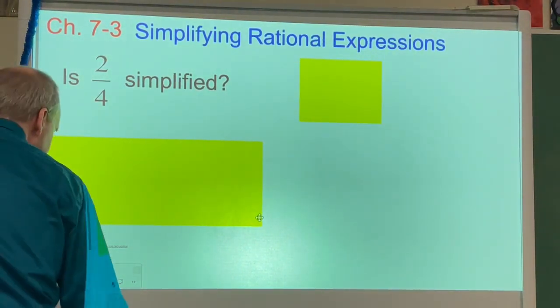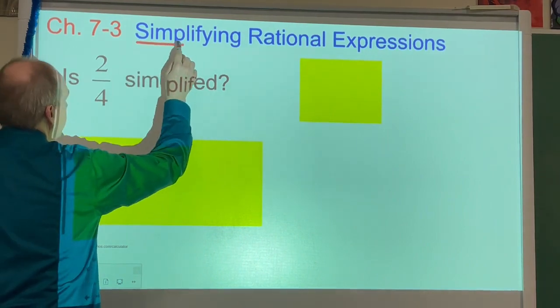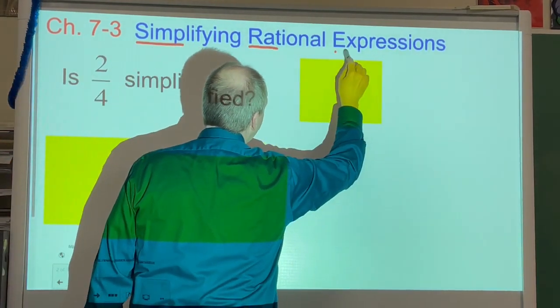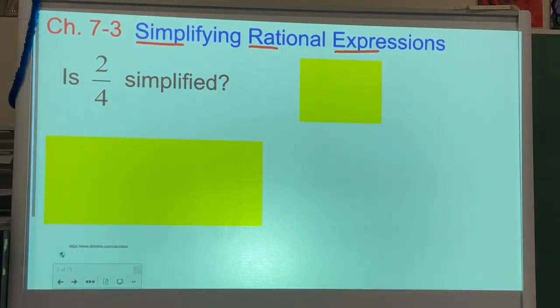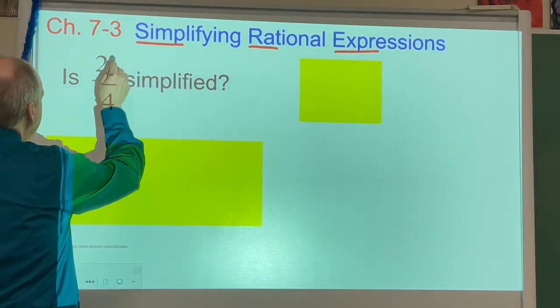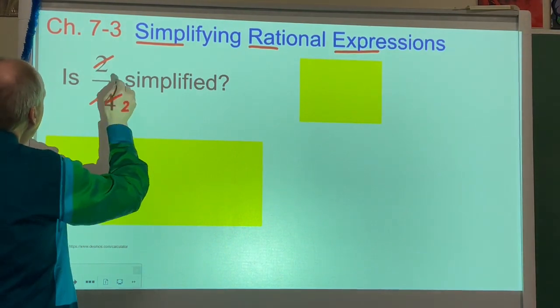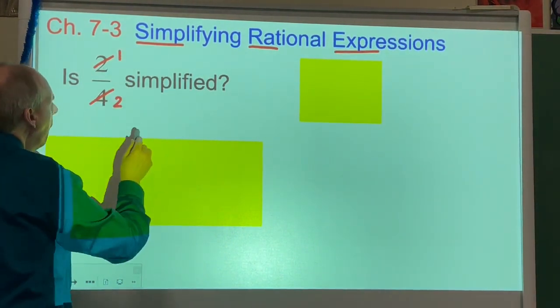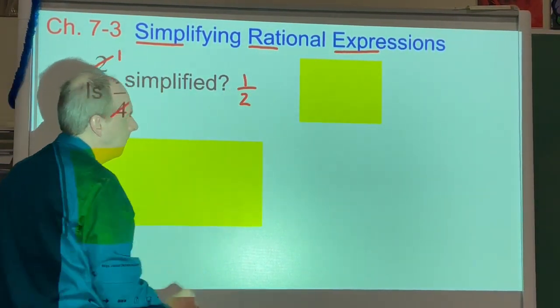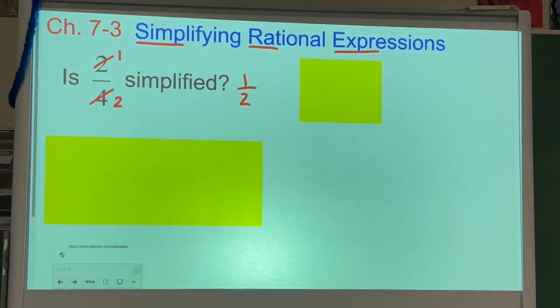So as you're taking notes, always a good idea to abbreviate. Simplifying rational expressions. Ask yourself, is 2 over 4 simplified? If you're unsure, use your ABC button on your calculator, 2 ABC 4. It should simplify right down to, let's see, 2 goes into 4 2 times, so I have 1/2. Again, calculator will take you right there.